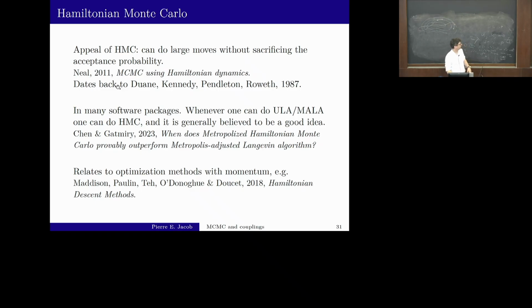Here are a few references for this algorithm, which dates back to 1987 in the physics literature. It was hugely popularized by Radford Neal in machine learning and statistics. And there's this paper that shows that in a stylized example, it doesn't work better than random walk Metropolis-Hastings when the modes are well separated. And this is a connection with yet another optimization method. There are optimization methods that also operate a bit like this, called momentum methods. And there's this paper in particular that makes a very strong, nearly one-to-one connection between those optimization methods and sampling methods.